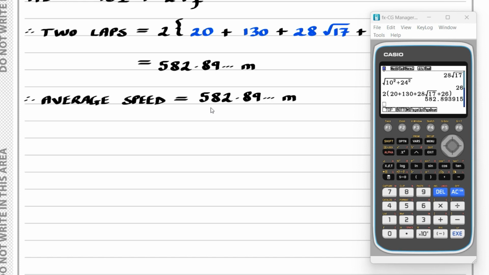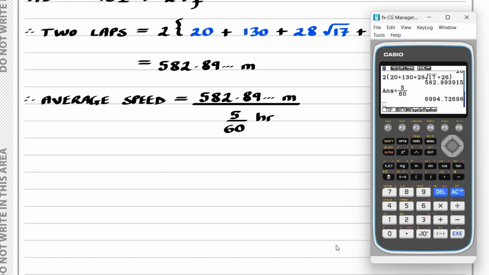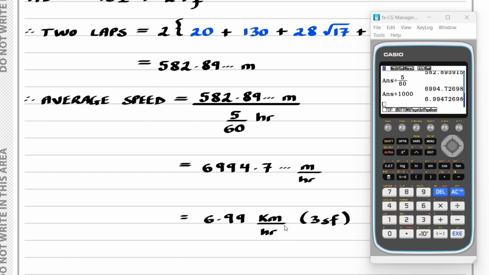So for the average speed, we have the distance 582.89 etc. meters divided by 5/60 of an hour. And the reason we have 5/60 is because we are going from minutes to hours. So if I divide this by 5 over 60, we end up with 6,994.7 etc. meters per hour. We want this to be in kilometers per hour, so I need to divide this by 1,000, leaving me with 6.99 kilometers per hour to 3 significant figures. So the average speed of this runner is 6.99 kilometers per hour.